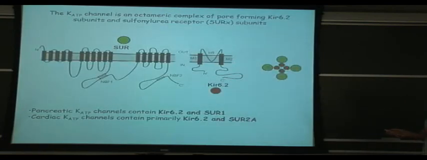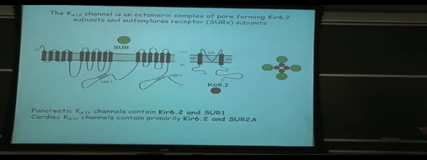Now to come back to the KTP channel. I said that all of these inward rectifier channels are made of members of this KRS subunit family, and KRS 6.1 or 6.2 are the subunits that make up the KTP channel in tissues. KRS 6.2 is the subunit that makes up the cardiac channel, and that's what I spend most of the time talking about. The channels are tetramers of these KRS 6.2 subunits.